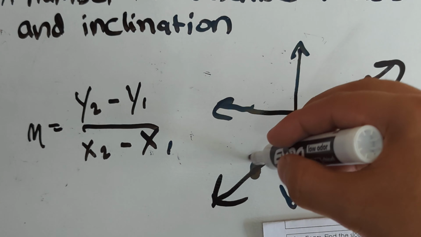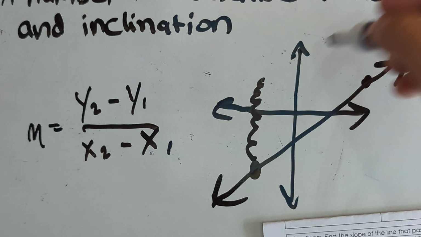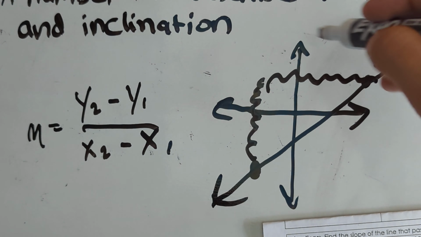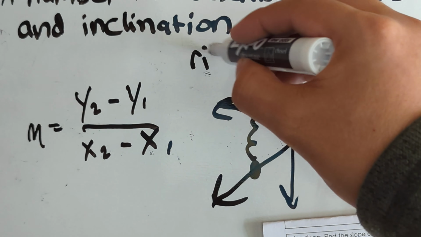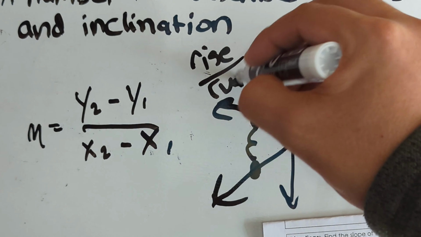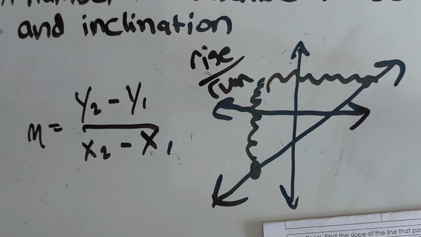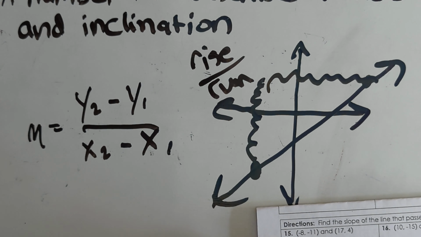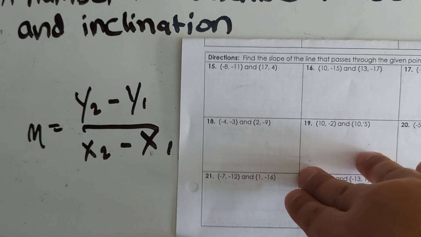Normally what we would be able to do is count the spaces that way and the spaces this way to figure out our slope. Remember, slope is just rise over run. However, since we don't have the picture, and I drew a picture here, but it's not really a good one. Since we don't have a good picture, what we can do is use the slope formula.